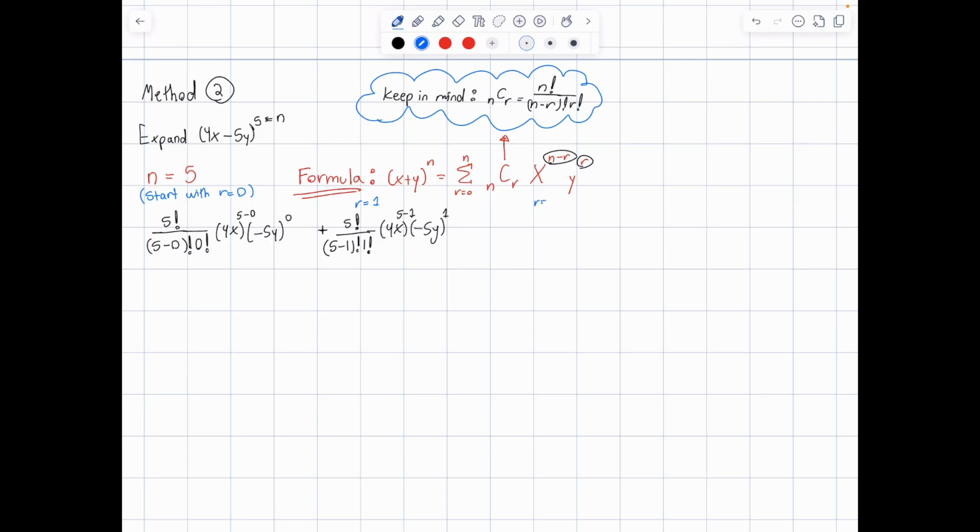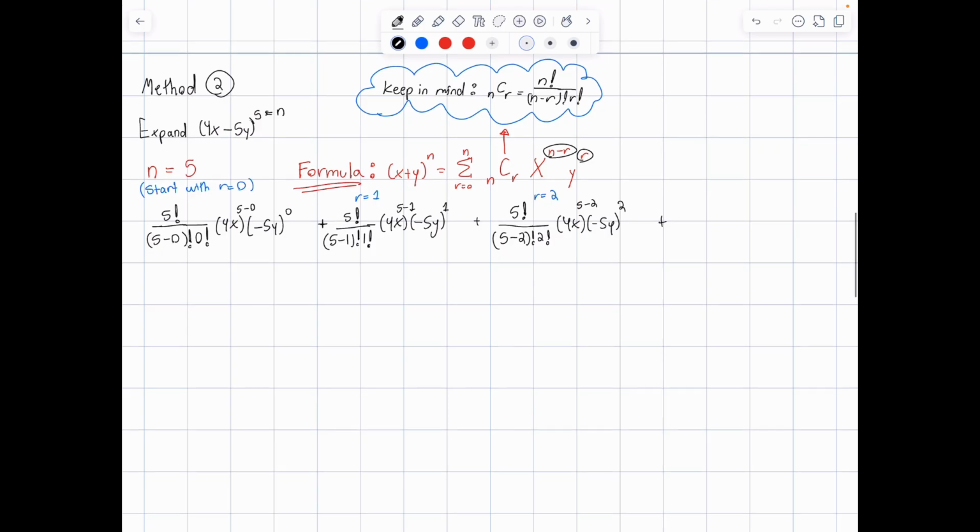Now we're going to do the same thing with r equals 2. We're going to add a plus sign in between. Do the same thing, n factorial over n minus 2 this time, because r is 2, factorial again, 2 factorial. You can write down our x, 4x, write down our y, which is negative 5y, and then the exponent on the y is r, which is 2. The exponent on the x is n minus r, which is 5 minus 2. Again, plus sign in between.